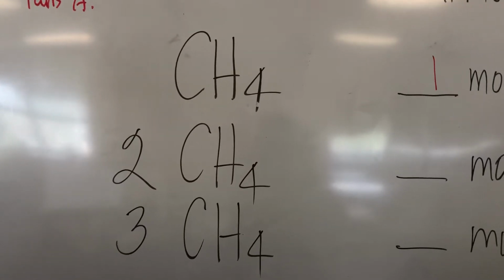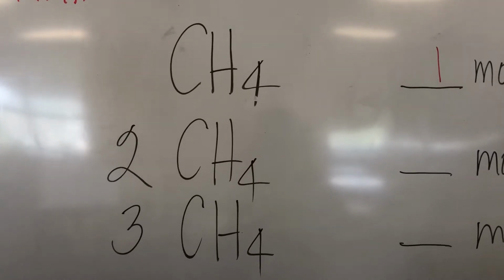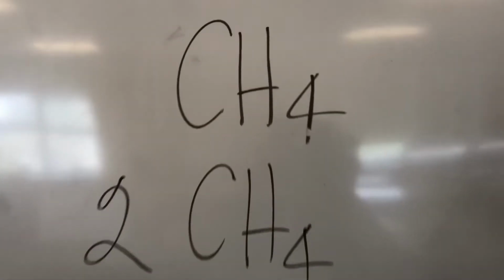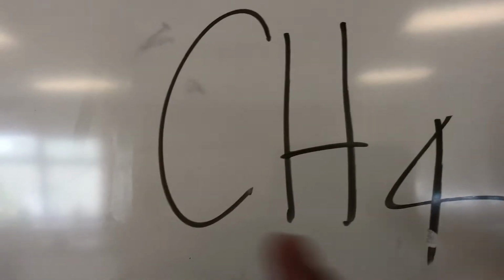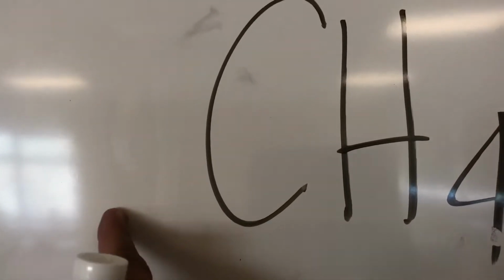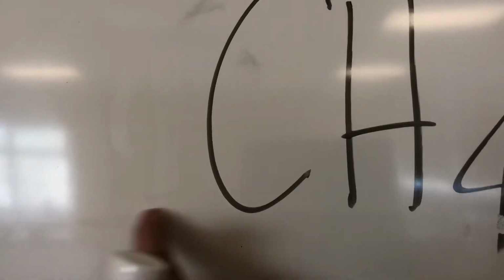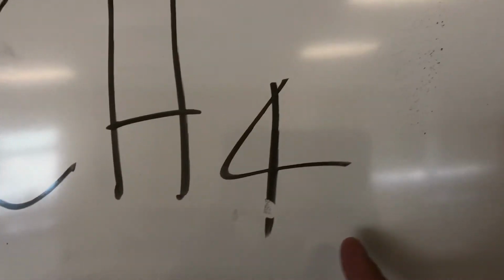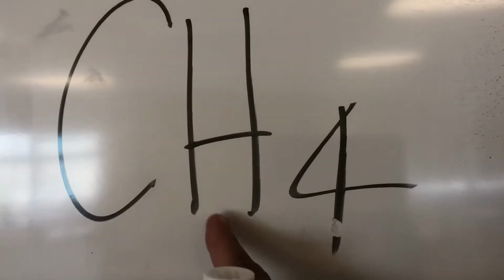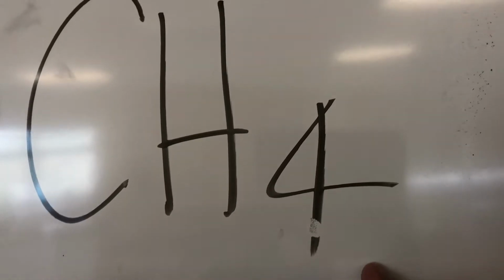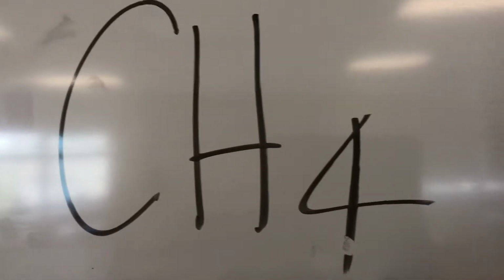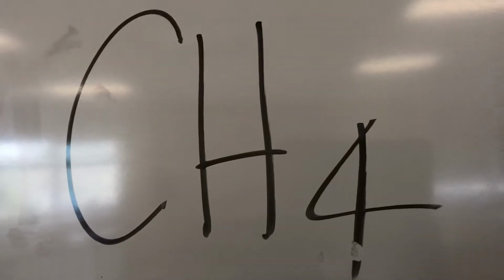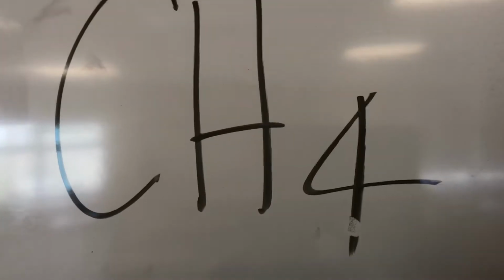Let's have some practice now on counting the number of molecules and the number of atoms. So we said earlier that if there is a number before this, that would be the coefficient. It tells us about the number of molecules. And if we see a subscript, which is usually a number written beside the symbol of an element, that would be the subscript. It tells us about the number of atoms.